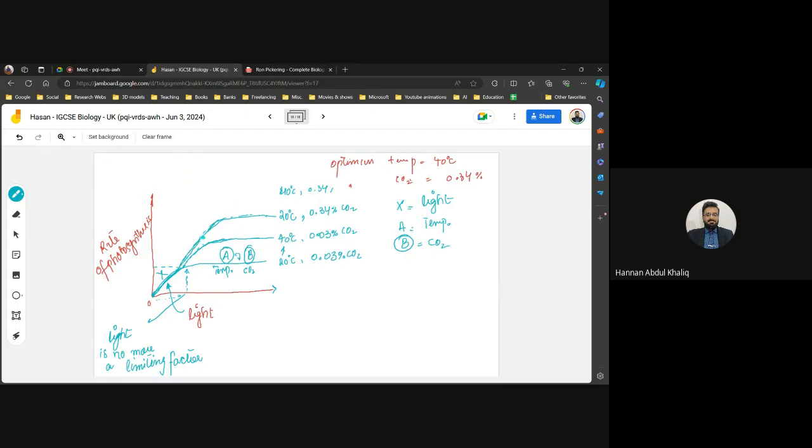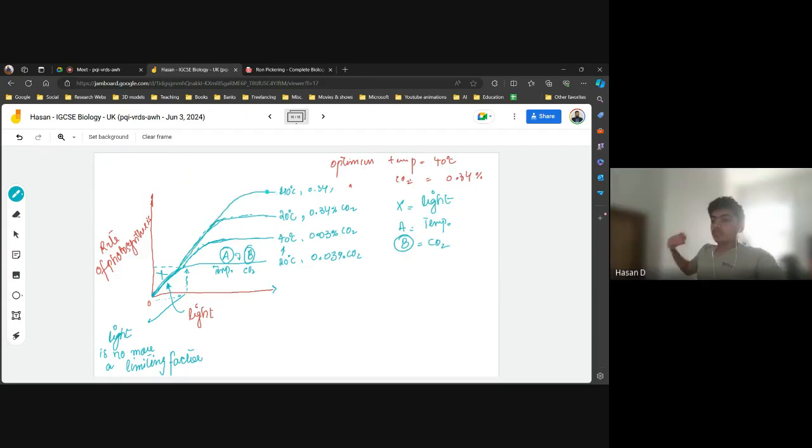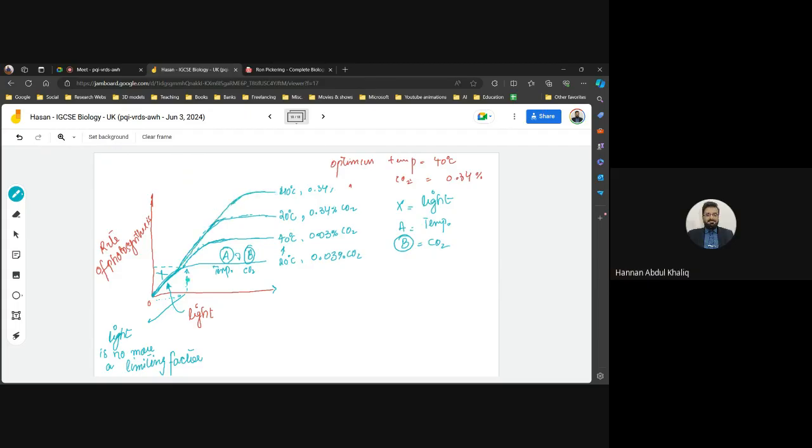Suppose that the scientists did this: 40 degrees centigrade plus 0.34%. Now the rate of photosynthesis would be at this peak. And you know very well what's happening basically here. So you can clearly say that at C, the carbon dioxide is the limiting factor. And at D, the temperature again is the limiting factor.